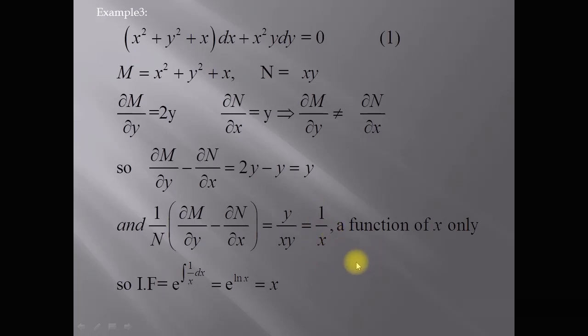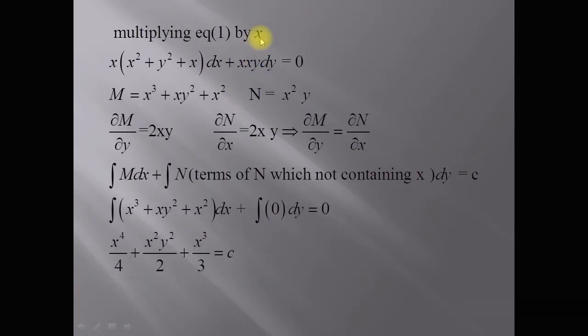It is clear that this is only a function of x. So we can find the integrating factor by this formula, e power integration of this function with respect to x. The integration of 1 over x is log x, so e power log x gives x. Now this is the integrating factor. Dear student, simply multiply this integrating factor to the given differential equation and then check again. The differential equation will definitely be exact.